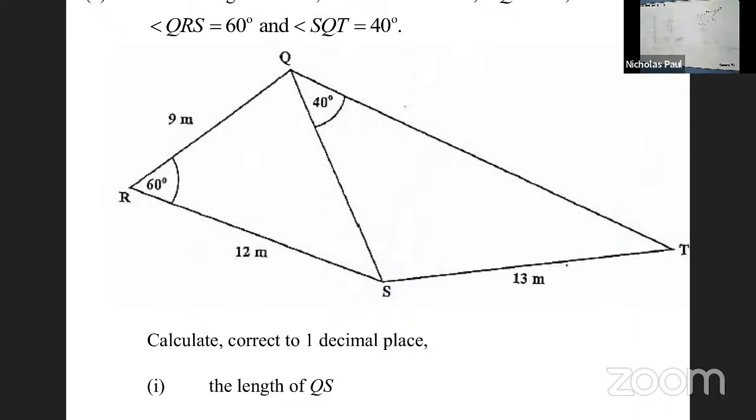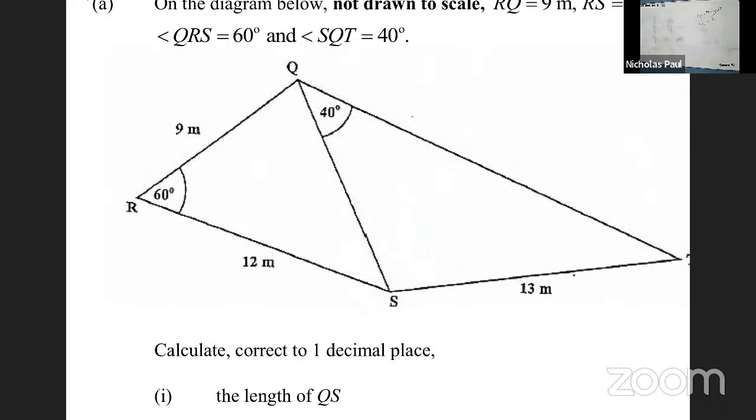All right, so let's see what you all got. Again, we're using the cosine rule. That will be a squared is equal to b squared plus c squared minus 2bc cosine A. So a squared is your QS.